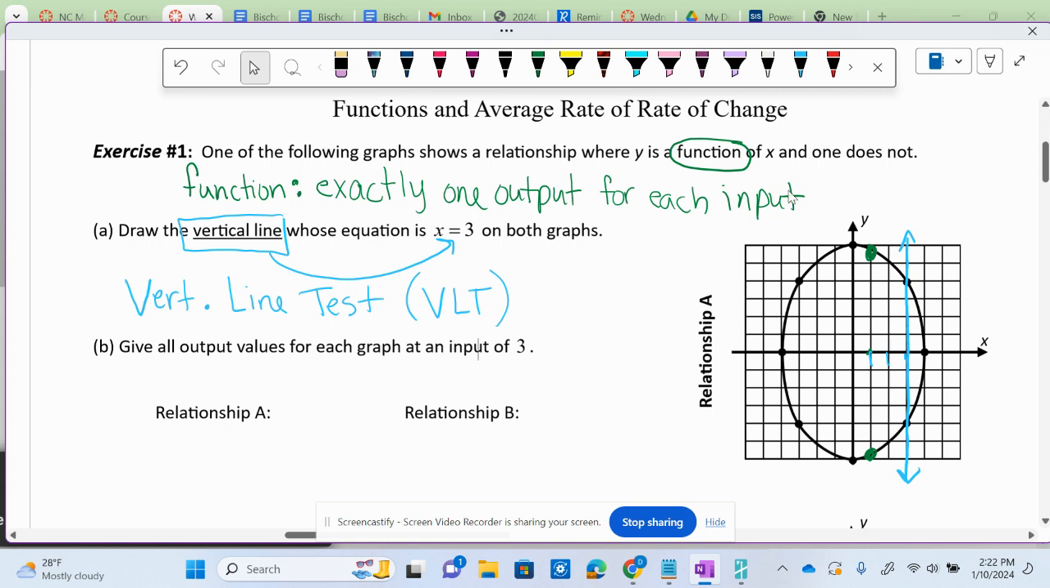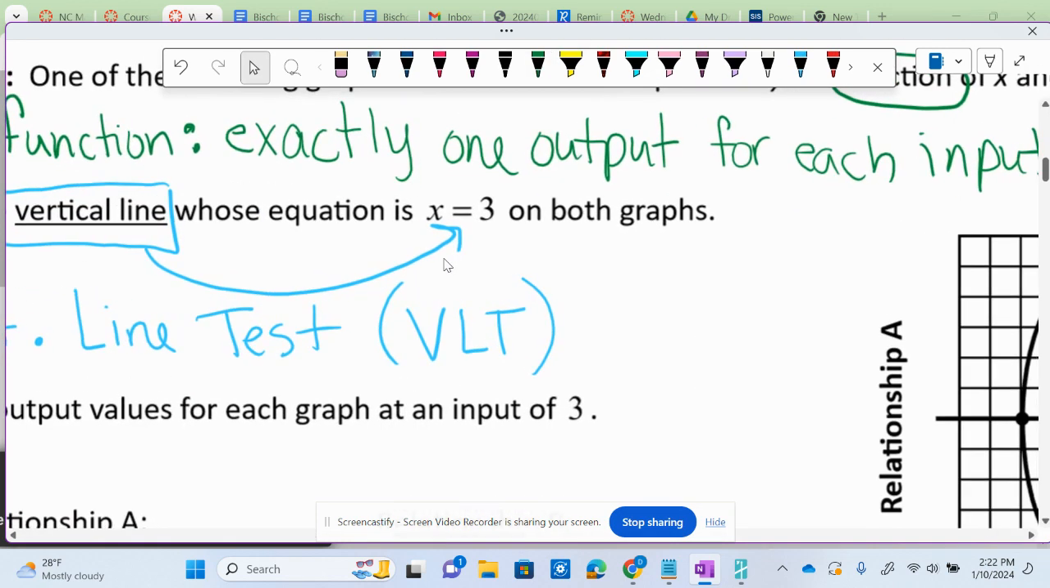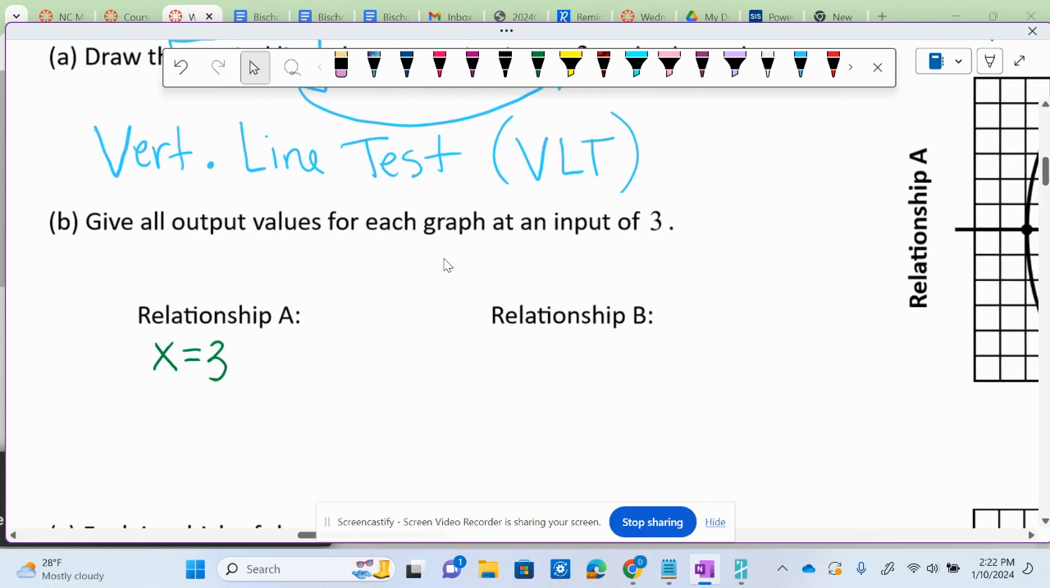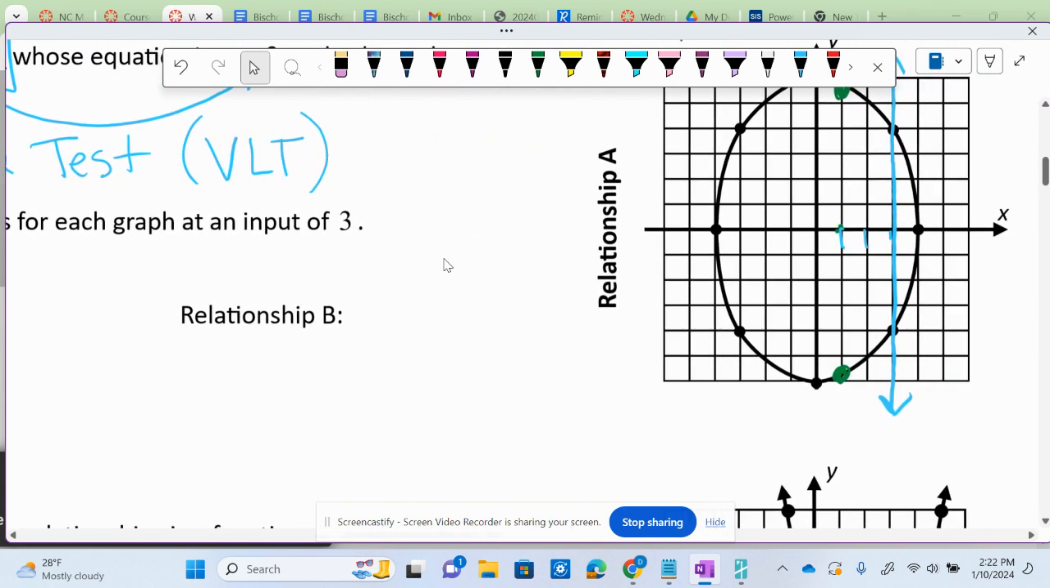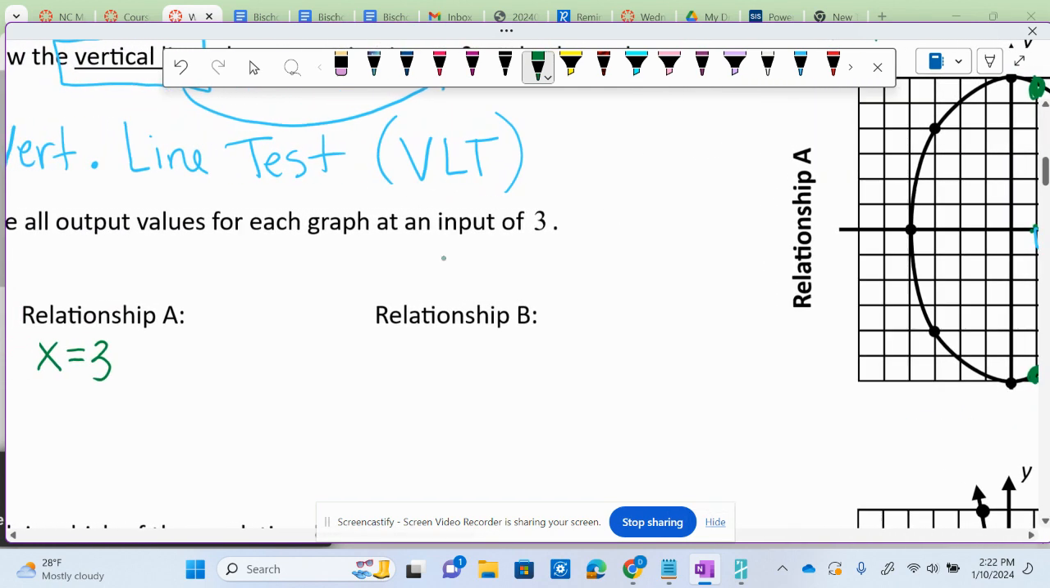So is relationship A a function? No, it's not. And I'll tell you why. When x equals 3, this is right under relationship A. When you look at your graph, when x equals 3, y equals 1, 2, 3, 4. That's the ordered pair 3, 4. Or y equals 1, 2, 3, negative 4. So if you have an input of x equals 3, you actually get the ordered pair 3, 4 or 3, negative 4. This is not a function.